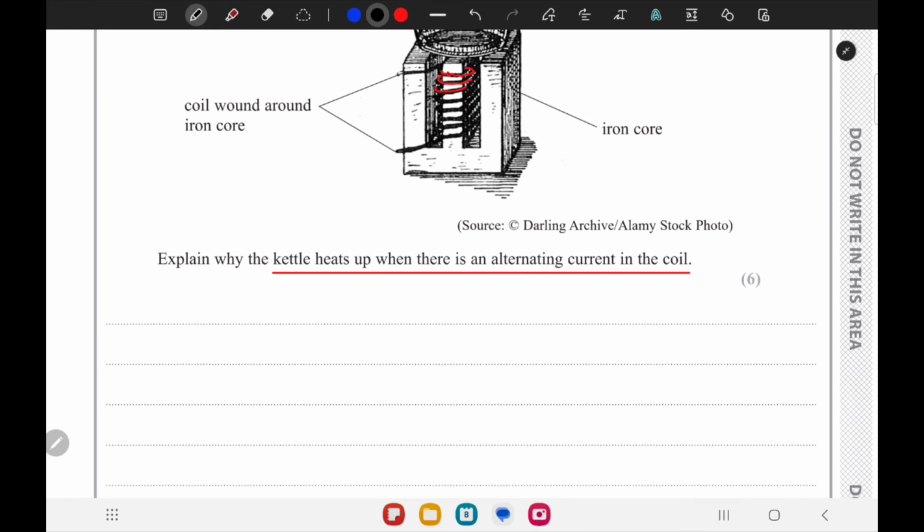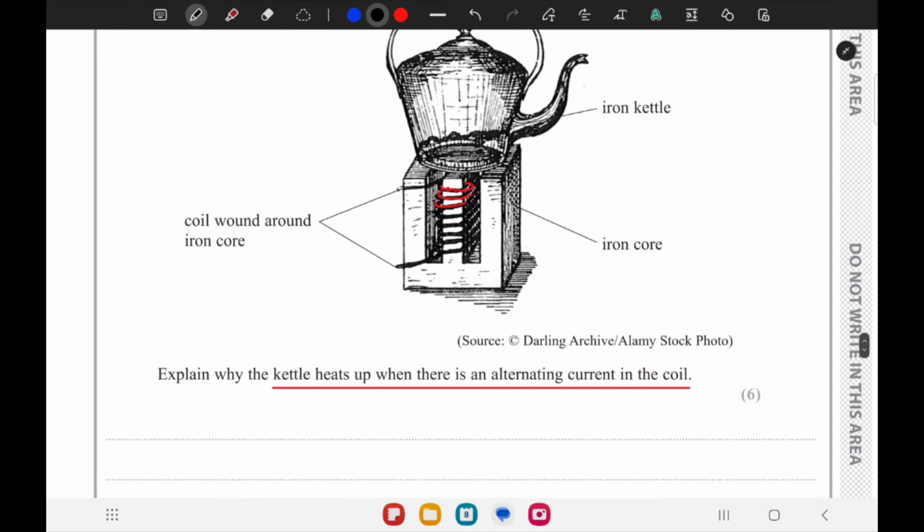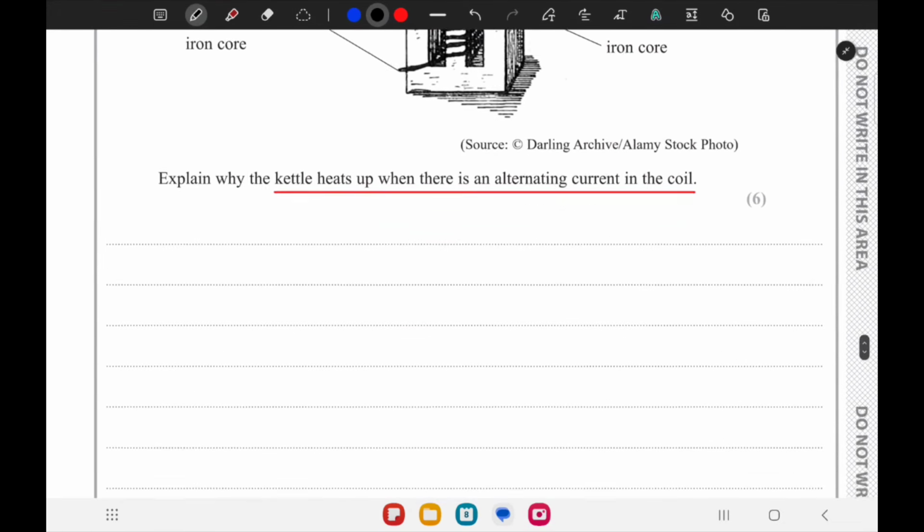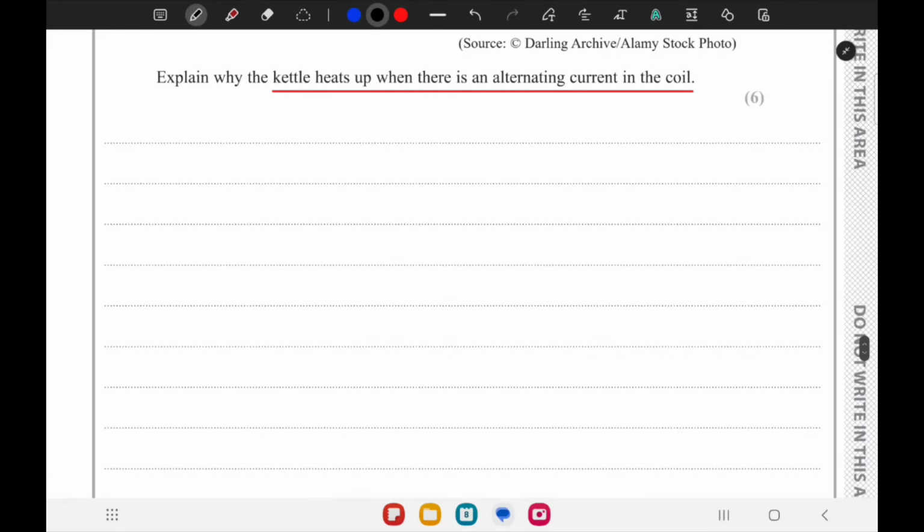Here we have to talk about the change of flux linkage, which would cause an EMF to be induced across the core. So the current would circulate in the kettle, which would cause a heating effect in the iron kettle. So for questions like this, we talk about the current producing a magnetic field. And since this is an alternating current, the magnetic field would be alternating. So there would be a change in flux linkage.